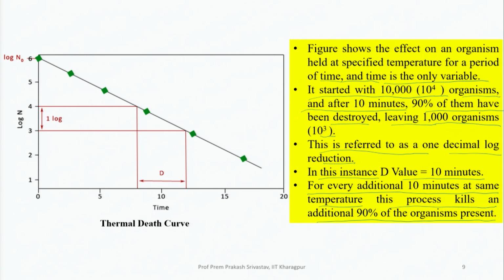For every additional 10 minutes at the same temperature, this process kills an additional 90% of the organisms. Graphically, it is represented here. If the log n, that is the log of the number of the population, is plotted against the time, then this is the d value in 10 minutes.